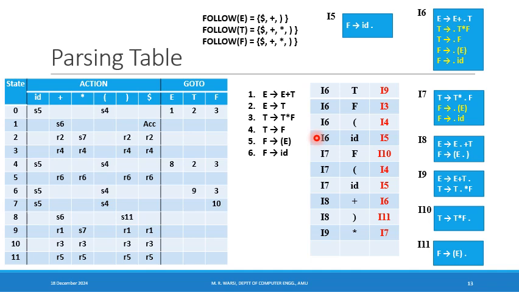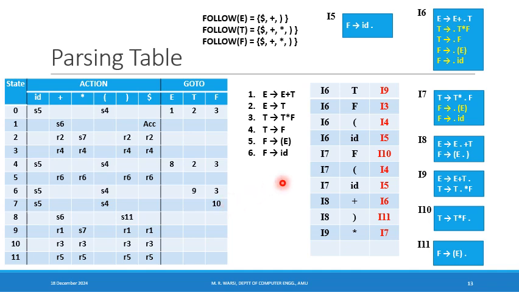Now we move on to state number 7, and first consider the transitions from state number 7. From state number 7 on capital F, we are going to state number 10, and once again a transition on variable giving rise to an entry in the goto region. So 7 comma F will be 10, and this entry is marked as 10 in the parsing table.